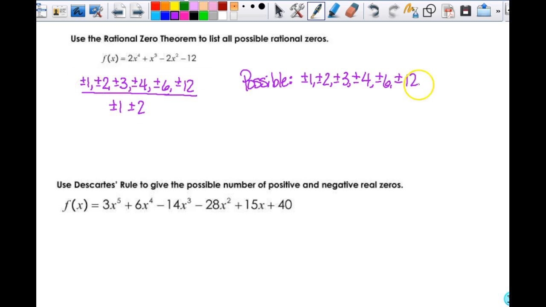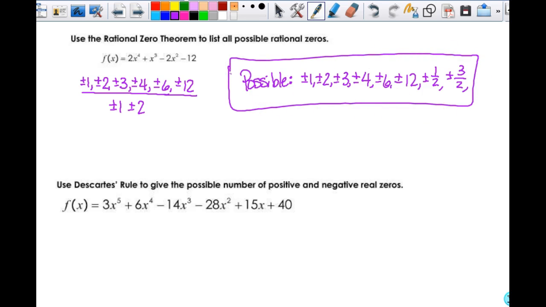So 1 over 2 would add in plus or minus 1/2. 2 over 2 is 1. I already have that. 3 over 2 would be plus or minus 3/2. Then 4 over 2 is 2. I already have that. 6 over 2 is 3. I already have that. 12 over 2 is 6. I already have that. So this is my list of possible rational zeros.